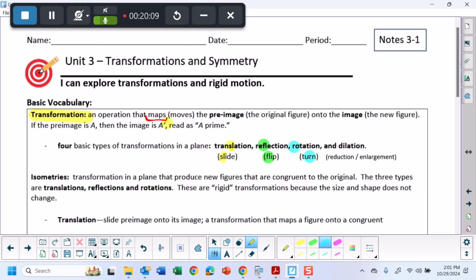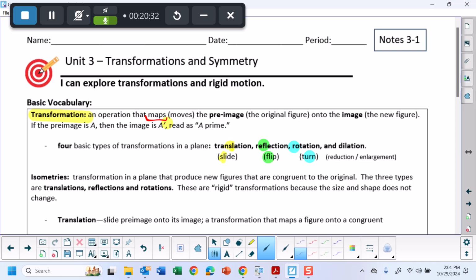Now, when I talk about a dilation, that's something different, because notice I was able to talk about all of your slides and your flips and your turns of your calculators using these two congruent figures. Congruent meaning, same size and same shape.